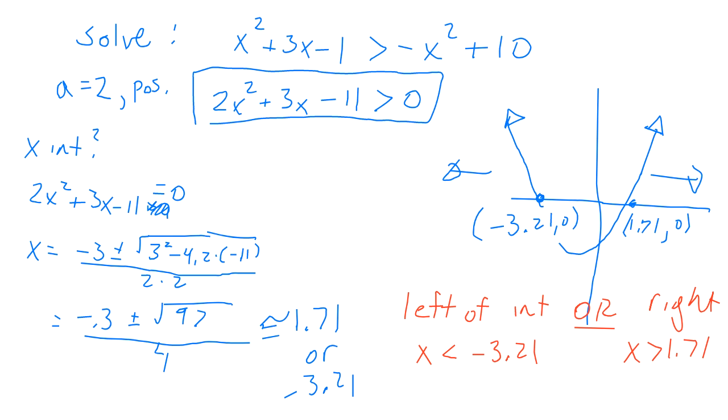In interval notation, you would say this is everything up to but not including -3.21, union 1.71 off to infinity. Because the original inequality didn't include possible equality, I am not including these endpoints in the intervals. I would never include plus or minus infinity, but I'm also not including -3.21 or 1.71.